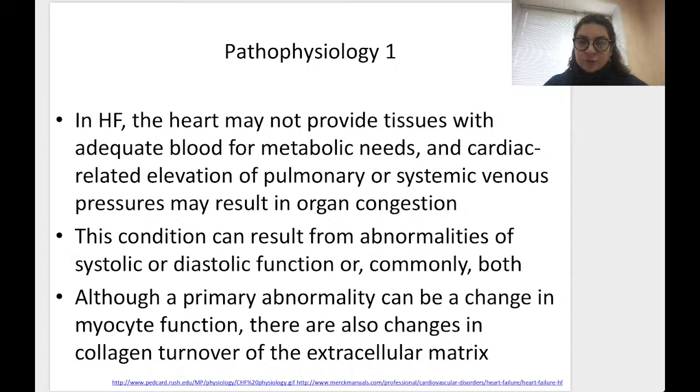What about pathophysiology? In heart failure, the heart may not provide tissues with adequate blood for metabolic needs, and cardiac-related elevation of pulmonary or systemic venous pressures may result in organ congestion. This condition can result from abnormalities of systolic or diastolic function, or commonly both. Although a primary abnormality can be changed myocyte function, there are also changes in collagen turnover and extracellular matrix.